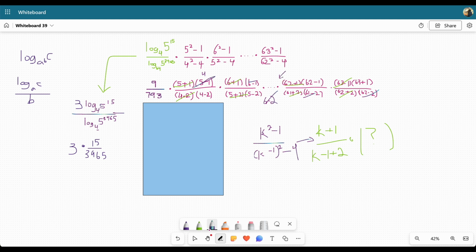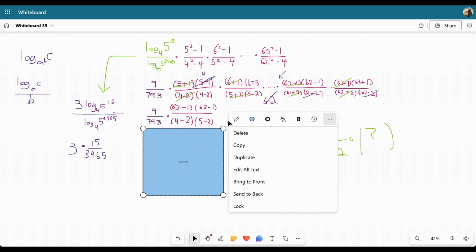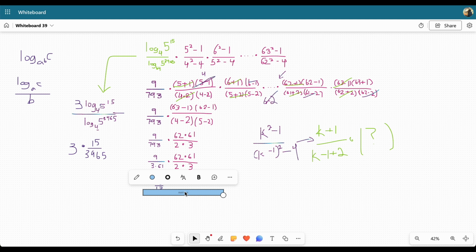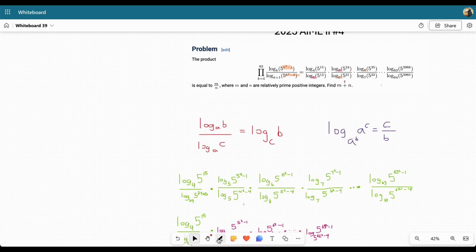So what we end up with essentially is this, right? Everything else cancels out. This is all we end up with. And if we solve, we get 93 over 13, which is in the form m over n, everything in lowest terms, which adds up to 106, which is our answer.